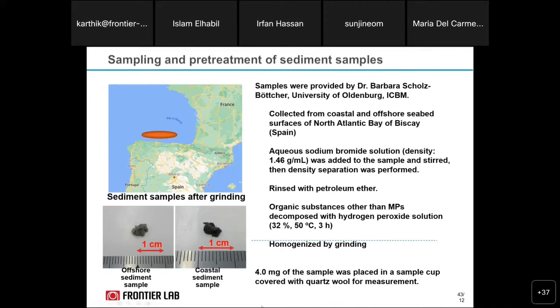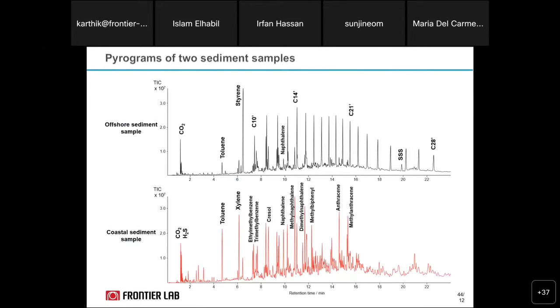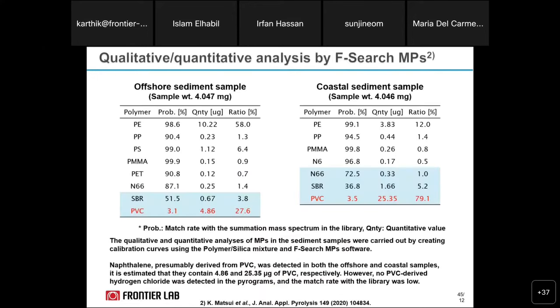As I said, for homogeneity purposes, when you have a lot of particles, you can always homogenize before the analysis. So this is the output of this unknown sample. There are two sediments, one from the offshore, the other from the coastal sediment. This data has been analyzed with our software, and you can see the difference. Both samples have multiple polymers, but PVC is predominantly present in the coastal sediment sample, whereas polyethylene is more in the offshore sediment sample.